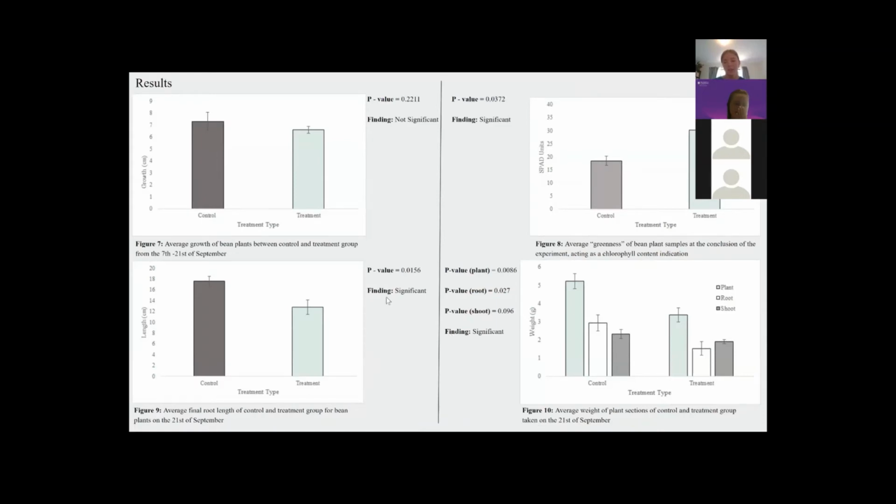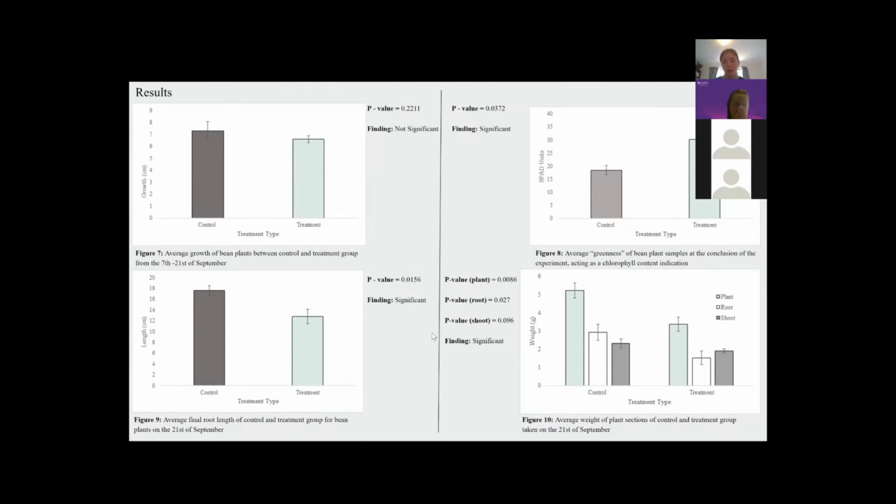Statistical findings determined that there was not a significant difference in growth rate. The one-tailed p-value of 0.22 only suggested alkalinity had an effect, with a conclusive finding not being reached. Mean root length of the control was greater. With a one-tailed p-value of 0.016, it was determined alkalinity had a significant effect on root growth. All sections of the plant weight, including shoot, root, and whole plant, had significant p-values. Final weight findings concluded that alkalinity treatment had a significant effect on the reduction of plant biomass.